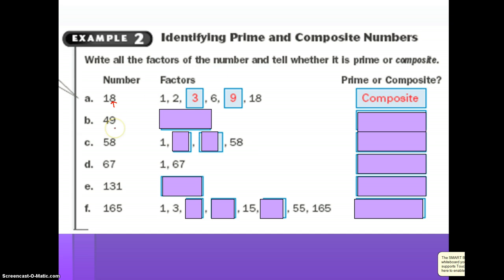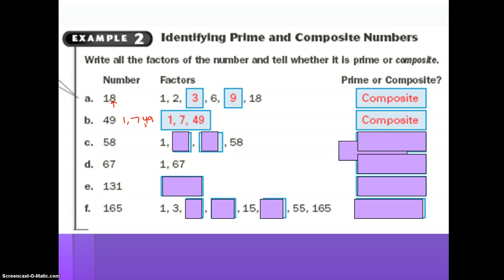49. Now it's not even, so I can't divide by 2, but is there anything else that can divide 49? We have 1 and 49, and you should have thought of 7. This is not prime, it's composite, because 7 and 7 make 49. 58 ends in an 8, it's even, so it's definitely composite, because you have 2 and 29. 67, the only factors are 1 and 67, so it's prime.